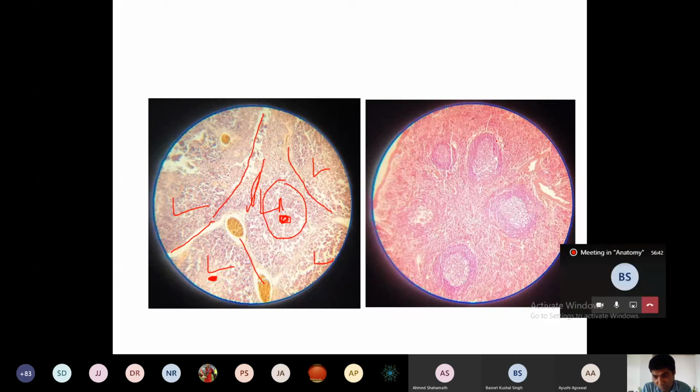And what is this one? This one is the spleen. Here you can see white pulp. See, this is white pulp. This is white pulp. This is white pulp. And here in between the white pulp there is the red pulp. Okay, red pulp, and then sinusoids also. You can see all these are the sinusoids, and you can see even the central artery. See, this one is the central artery. So all these things you can write in the spleen.